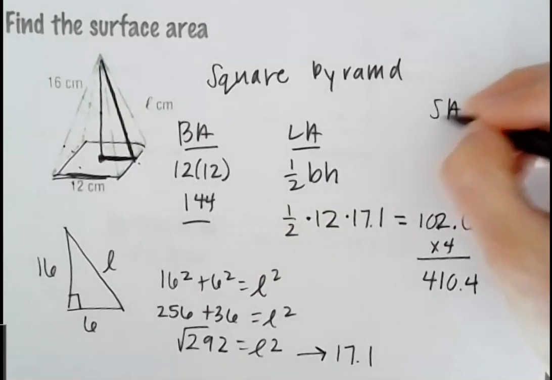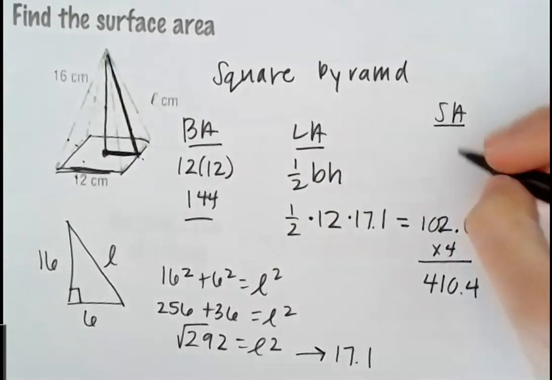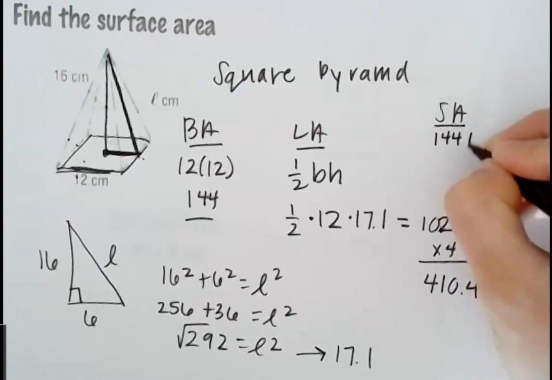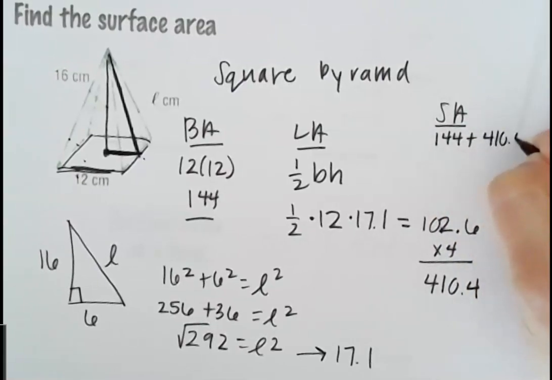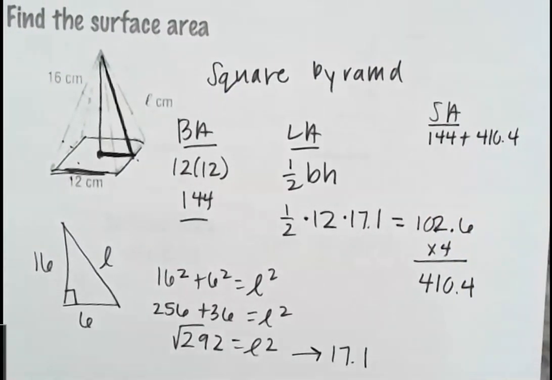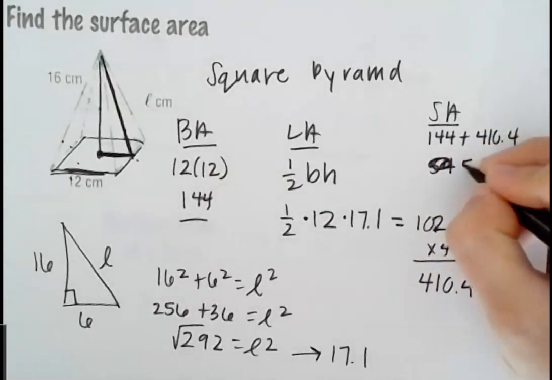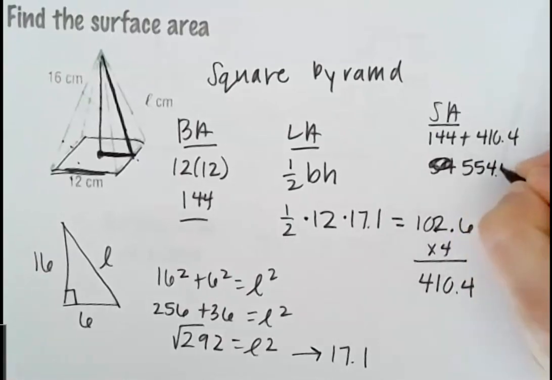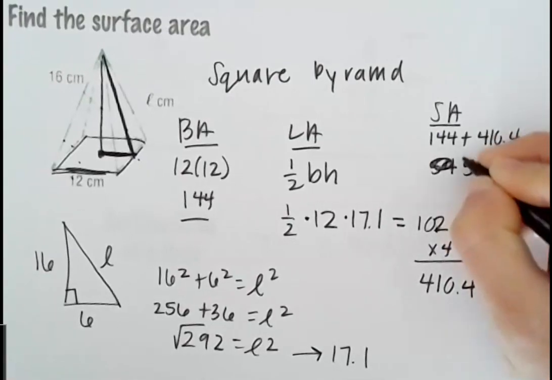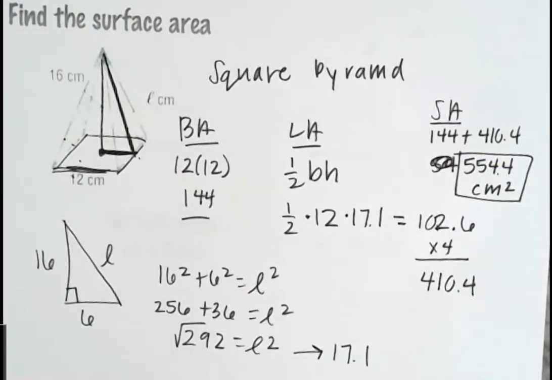Now our total surface area, add these up, 144 plus 410.4, and we get a total of 554.4 centimeters squared. All right. Lots of triangles today, but that is all right.